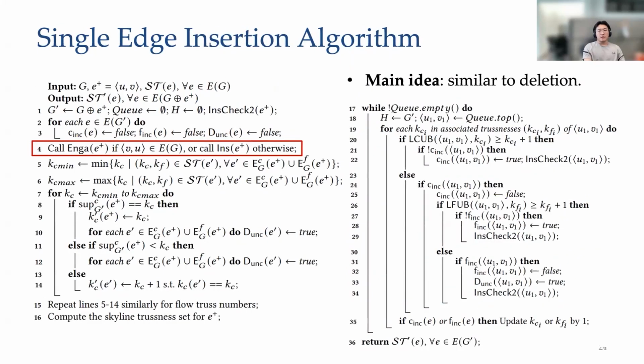So for the single edge insertion algorithm, the main idea is similar to the deletion, and we also have to initialize the variables first, and then we call operators to update supports. After that, we maintain edges for those that can be checked immediately after applying operators. And after that, we may also check other edges that may or may not be affected.